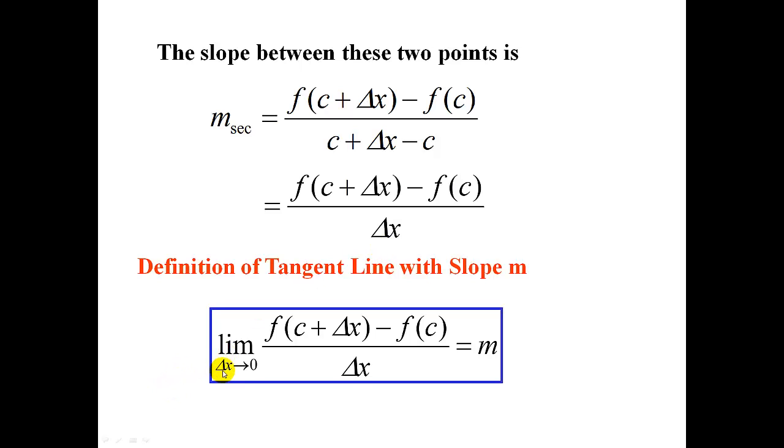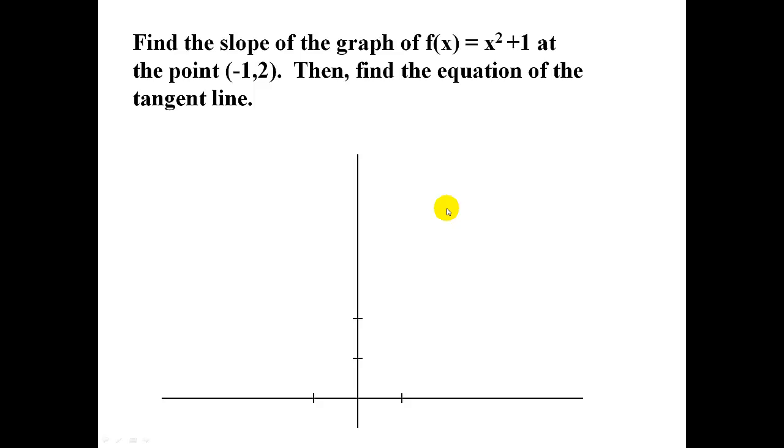The limit as delta x is brought closer and closer to 0 is f of c plus delta x minus f of c over delta x. That is the slope. That is going to be the derivative. That's the slope of the tangent line at the exact point c comma f of c. Let's look at an example.